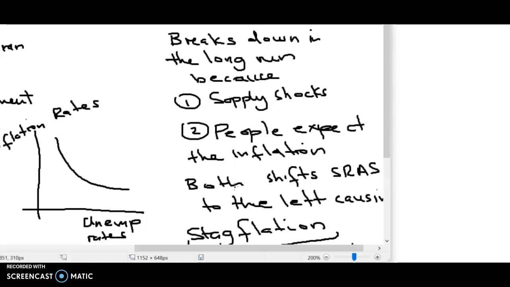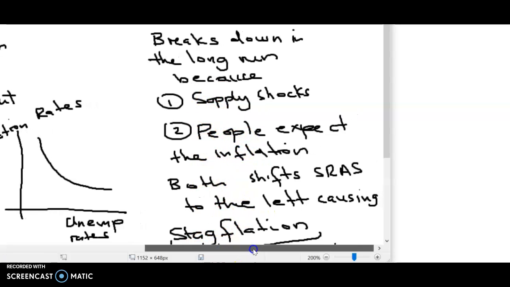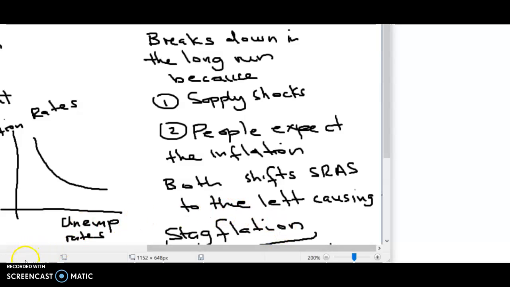And there are two reasons why this relationship between inflation and unemployment might break down in the long run. And these are supply shocks, as well as people might come to expect the inflation, okay? So the inflation will be lowered if people don't expect it. But if people get wise and expect inflation, then we might not see this trade-off. And both of these have the same effect. They both shift the short-run aggregate supply to the left.